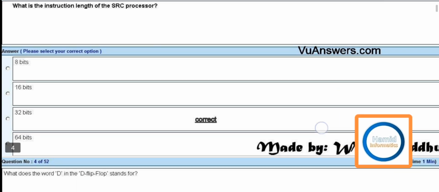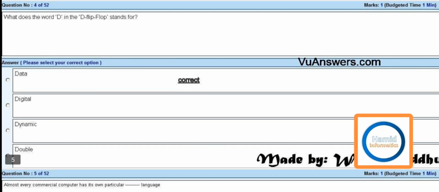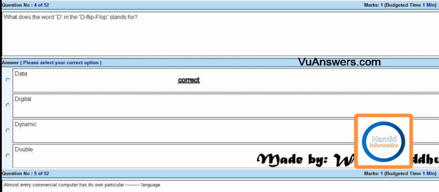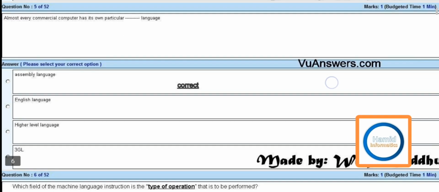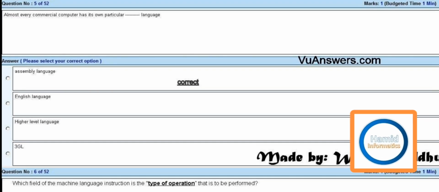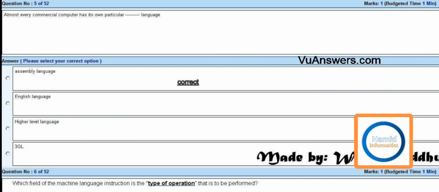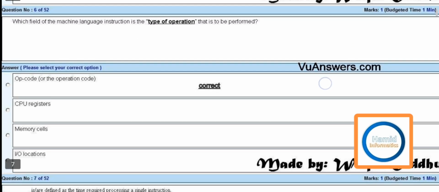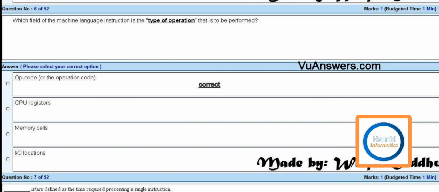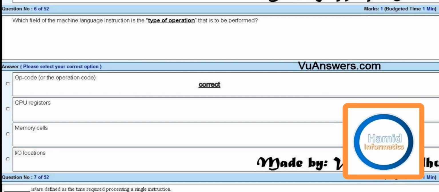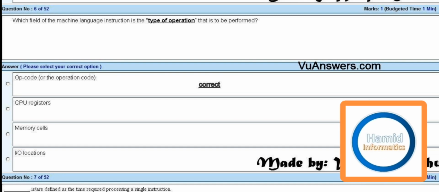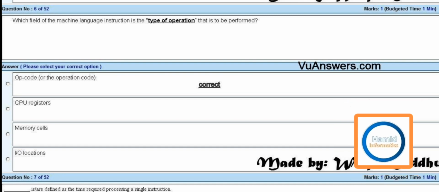Answer is 32 bits. Next one: what does the word D in the D flip-flop stand for? The answer is data. Almost every commercial computer has its own particular dash language, assembly language. Which field of the machine language instruction is the type of operation that is to be performed? And the answer is the opcode, or the operation code.